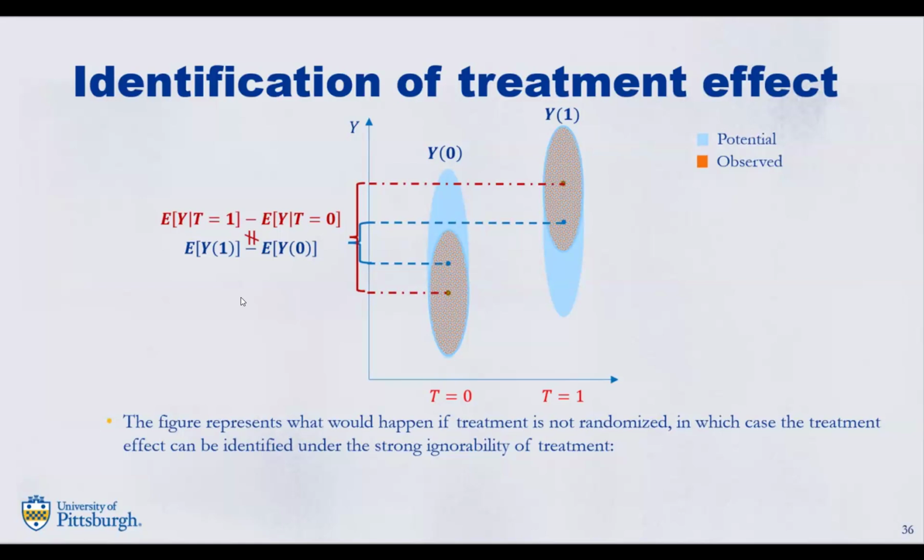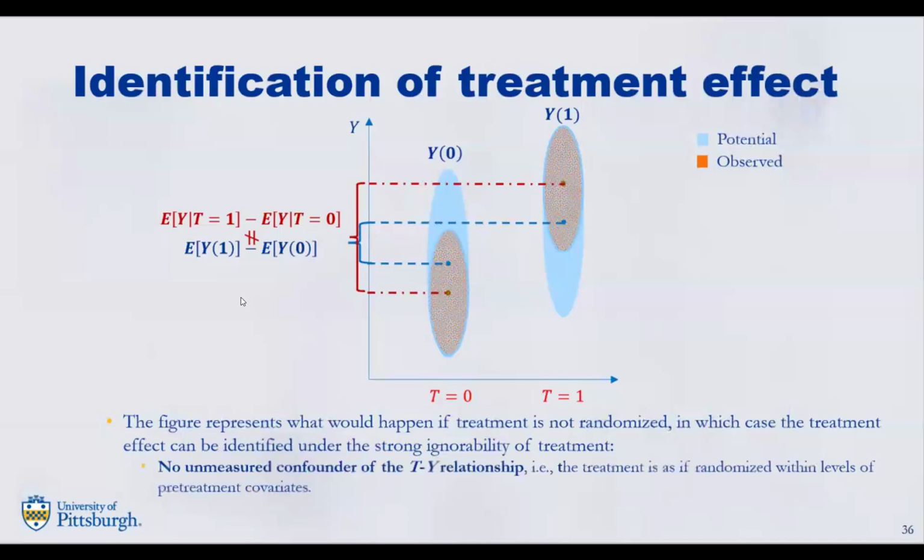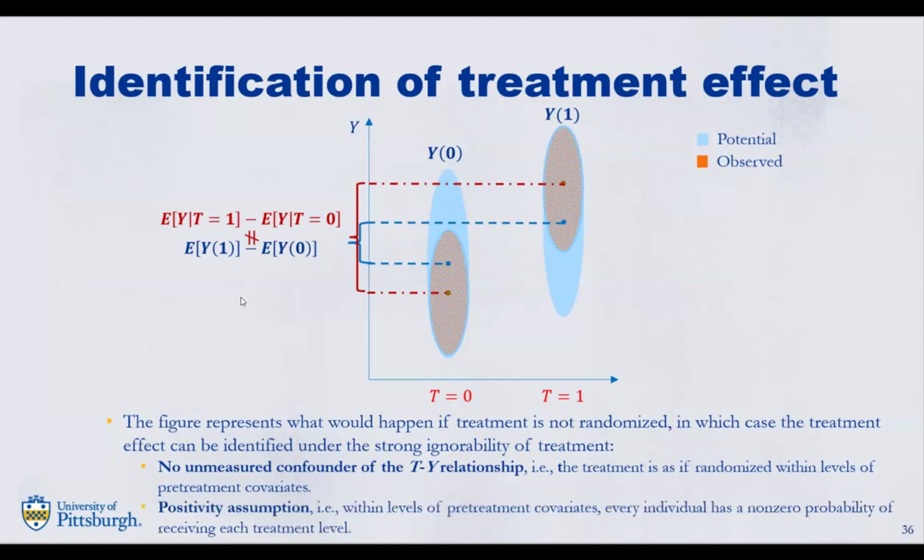Although the treatment effect is no longer able to be identified through the observed mean outcome difference, it can still be identified if certain assumptions hold. First of all, there is no unmeasured confounder of the treatment outcome relationship. In other words, the treatment is as if randomized within levels of the pre-treatment covariates. And it relies on the positivity assumption too. In other words, within levels of pre-treatment covariates, every individual has a non-zero probability of receiving each treatment level.